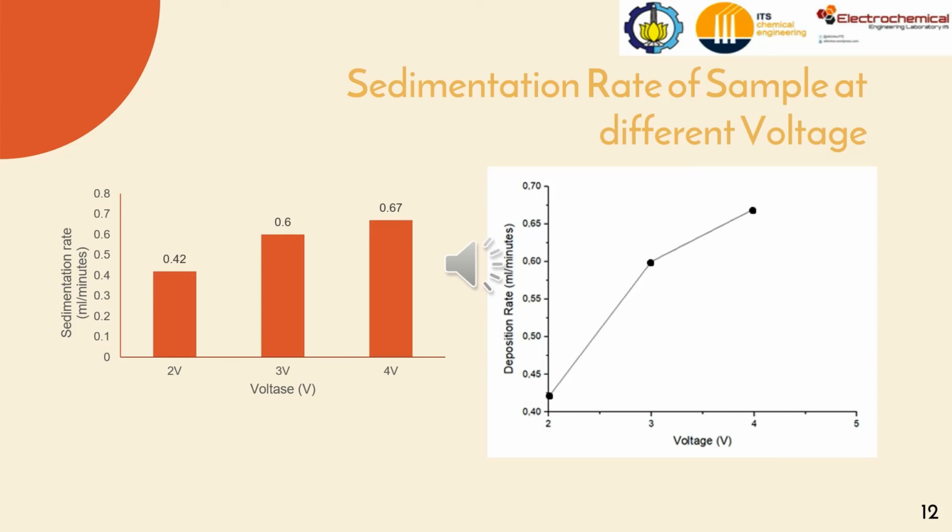Okay, this is a sedimentation rate of sample at different voltage. The increase of voltage causes the sedimentation rate to be faster. The most stable solution in this research was at 2 volt, where the slowest sedimentation rate was 0.42 ml per minute.